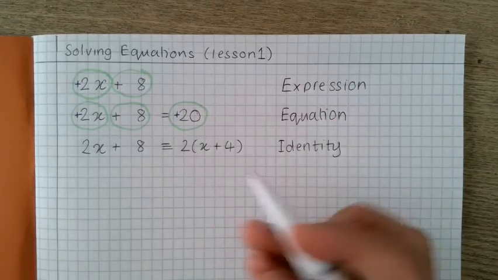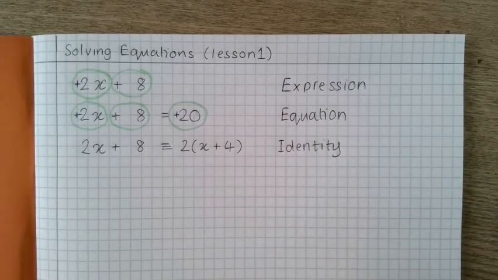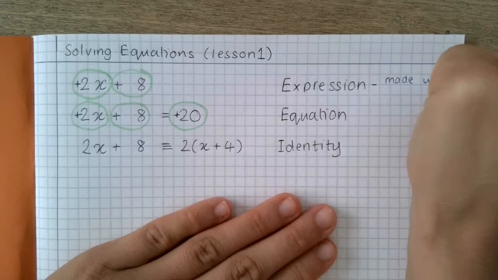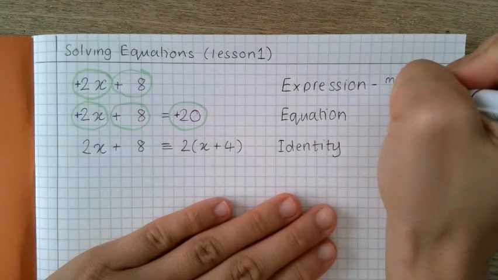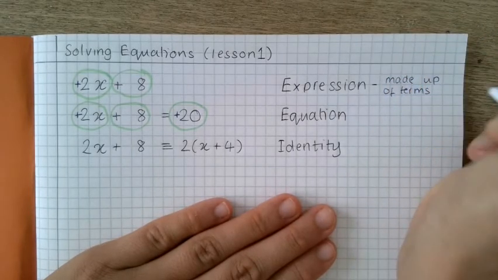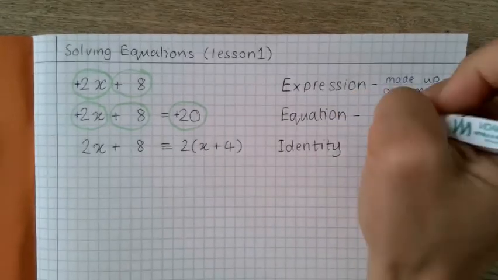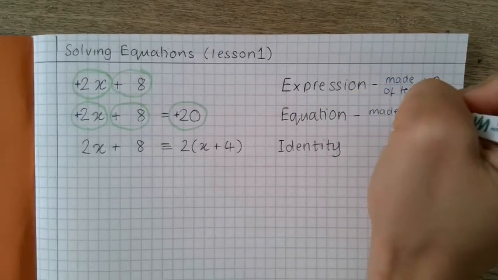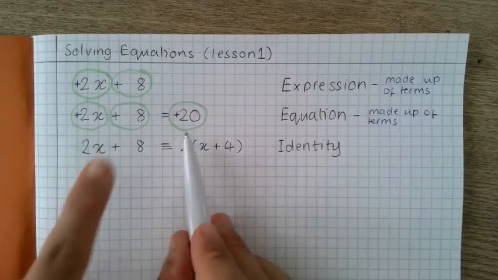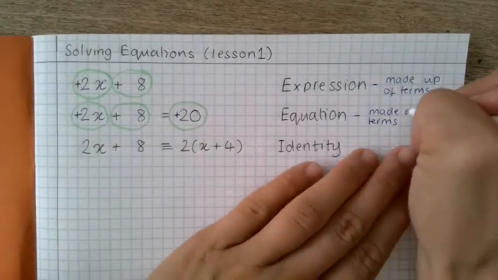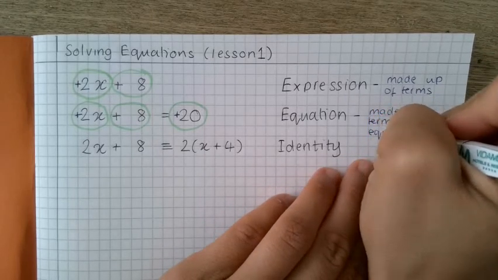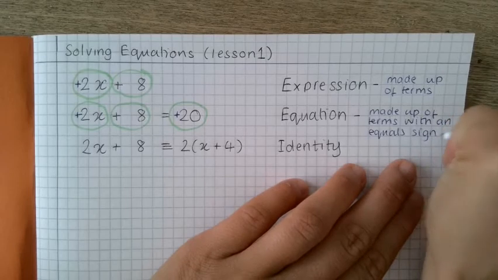So all of these things, equations, expressions and identities, are made up of terms, but you'll notice with expressions it's just made up of terms. There's no equal sign and no answer. So we could write here made up of terms. An equation is also made up of terms, but we also have an equal sign and an answer. So made up of terms with an equal sign and answer.